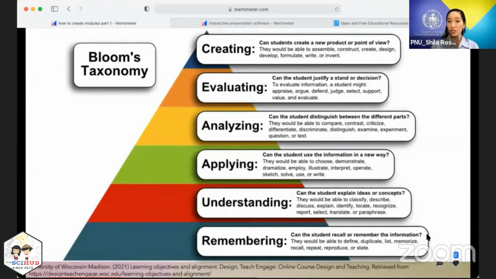So, here are some questions that can help us in framing our objectives. When we are targeting remembering, the question is, can the student recall or remember the information? If it's understanding, can the student explain ideas or concepts? If it's applying, can the student use the information in a new way? Analyzing, can the student distinguish between the different parts? If it's evaluating, can the student justify a stand or decision? And if it's creating, can the students create a new product or point of view?